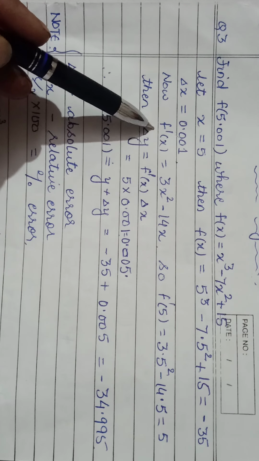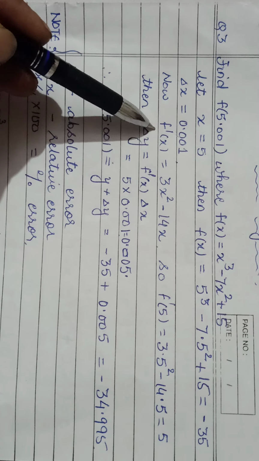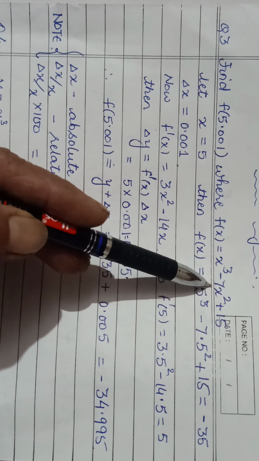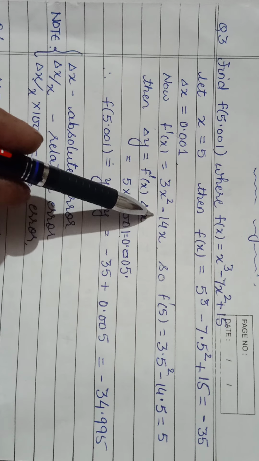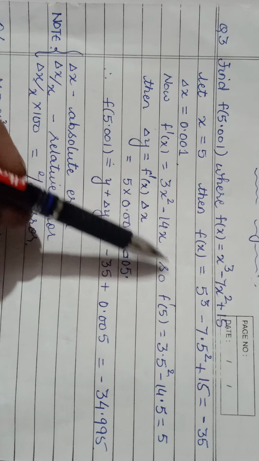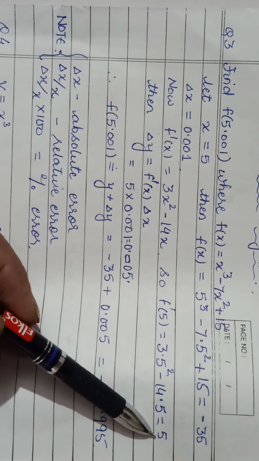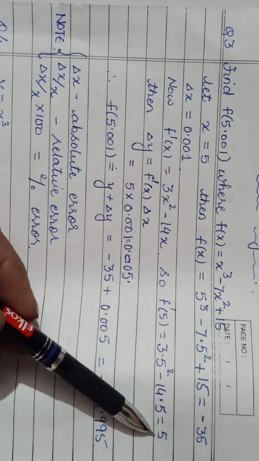Then we had to find the derivative of the function. So f dash of x is coming as 3x square minus 7 twos are 14x. Again this will also be evaluated at the point x is equal to 5. So that's the value of your derivative, which is coming out to be 5.